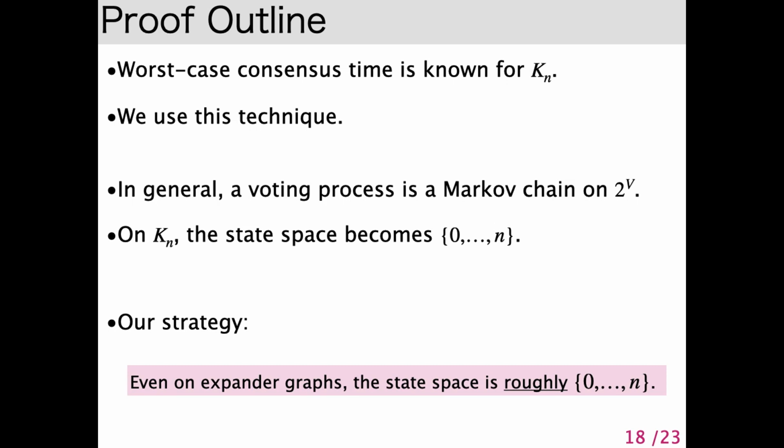The rest of this talk is devoted to presenting a proof outline of the main result. Best of 2 and best of 3 on complete graphs have already been studied, and we use their technique. In general, a voting process is a Markov chain on the family of vertex subsets. But on a complete graph, the state space of the chain has size n plus 1. So our perspective is that this holds even for expander graphs.